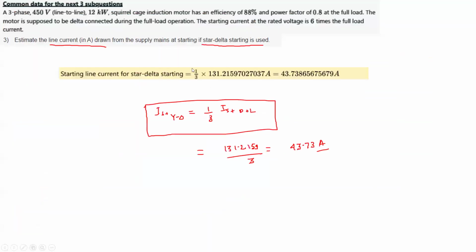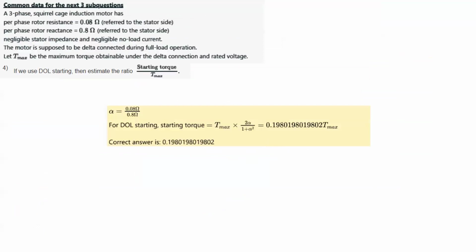As such, the questions are very simple. I guess we just have to remember this. Now let us go to the next set of questions. They are saying that a three-phase squirrel cage induction motor has per phase rotor resistance of 0.08 ohms, per phase rotor reactance of 0.8 ohms, and they are saying to neglect the stator impedance and assume negligible no load current.